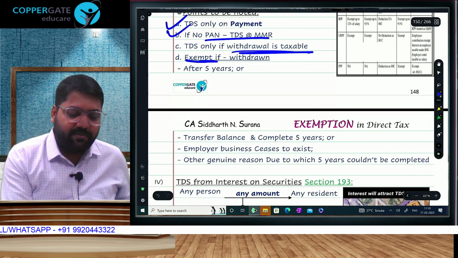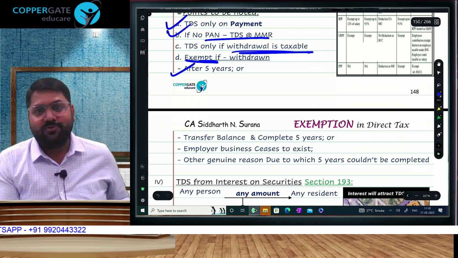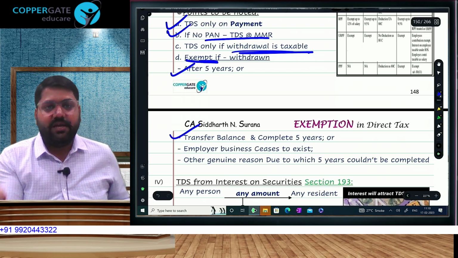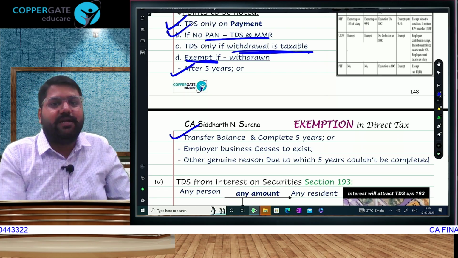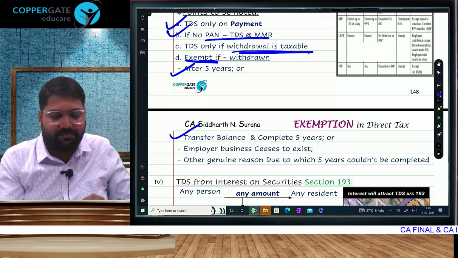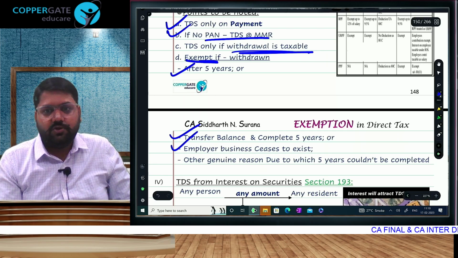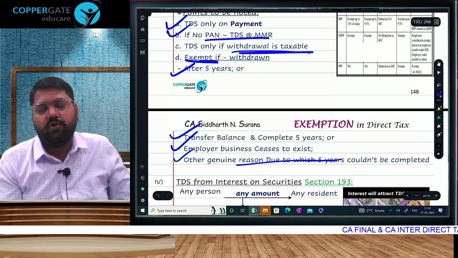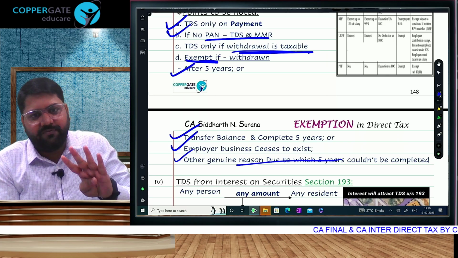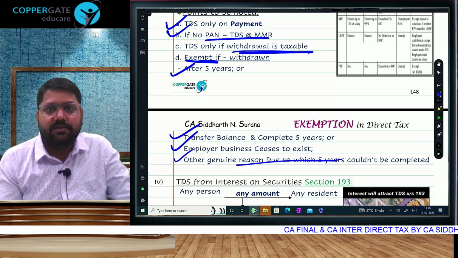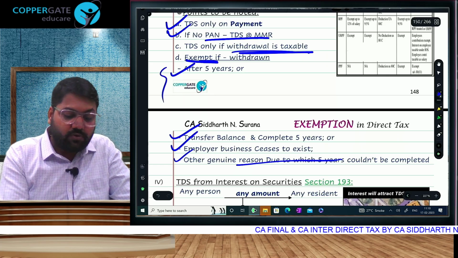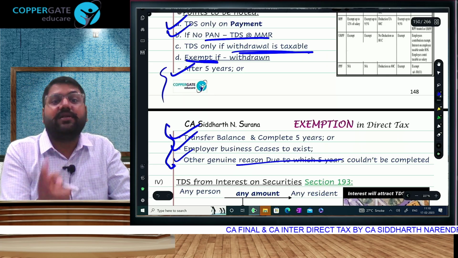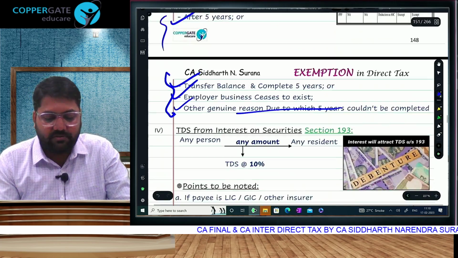And when will it be exempt? If you complete 5 years, it is exempt. So no TDS. If you leave your job and transfer balance from one employer to other employer and complete 5 years, it is exempt. If the employer's business stops, it is exempt. Or any reason by which you could not complete 5 years, it is exempt. If you fall in any of the 4 cases, it is exempt, so no TDS. If you don't fall in these 4 cases, it is taxable. 1 rupee also taxable, but TDS only if it is 50,000 or more.